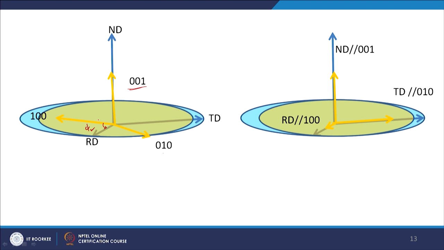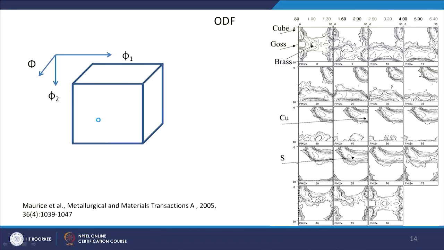So, these three rotations, if I give, I will be able to bring the unit cell from whatever orientation it is in to the sample geometry. So, that defines the orientation of this particular unit cell, okay. Now you can see that I have three angles, so I can create a three-dimensional space using these three angles, which is what we are doing here. So, you have phi 1, phi and phi 2, a three-dimensional Euler space, and any point in this will have some phi 1, phi, phi 2. So, that will be the orientation of that particular grain, okay.